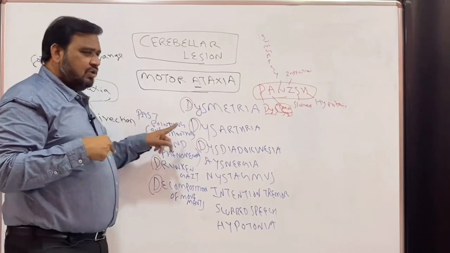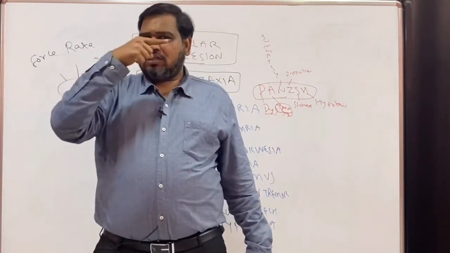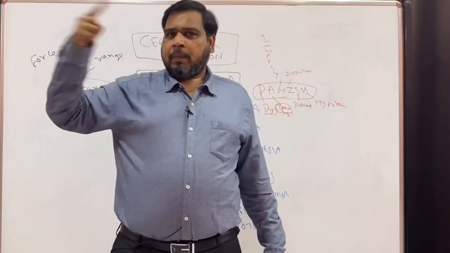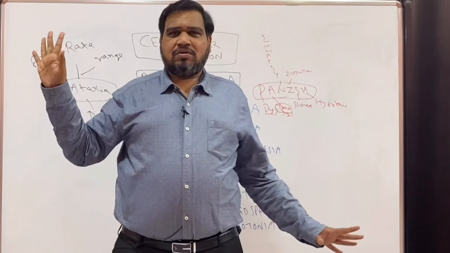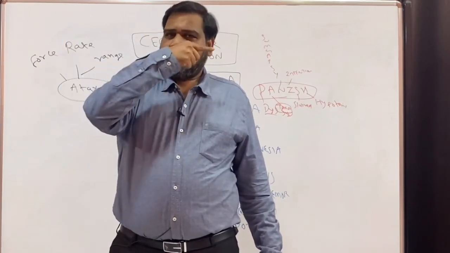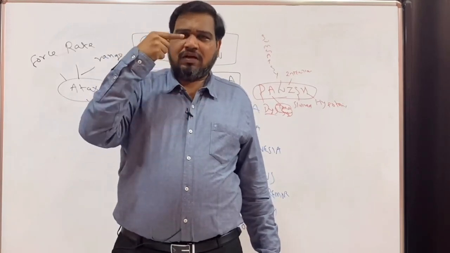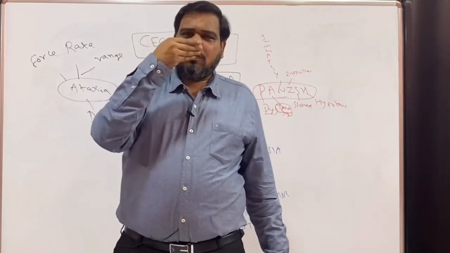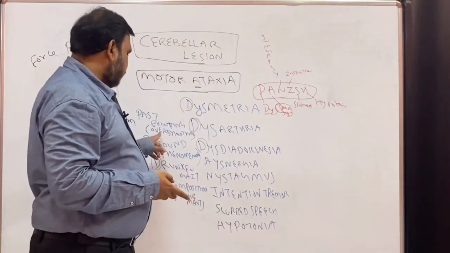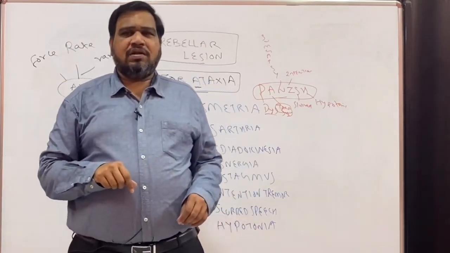Past pointing or overshooting. If I am having a cerebellar lesion, when I do the finger nose test, there is a possibility that, imagine I am normal, I am doing the finger nose test correctly. If I am having a cerebellar lesion, I will not be able to point the finger correctly to the tip of the nose. It is moving beyond the nose because of the cerebellar lesion. That is called overshooting or past pointing. So that is also one of the features of cerebellar lesion.